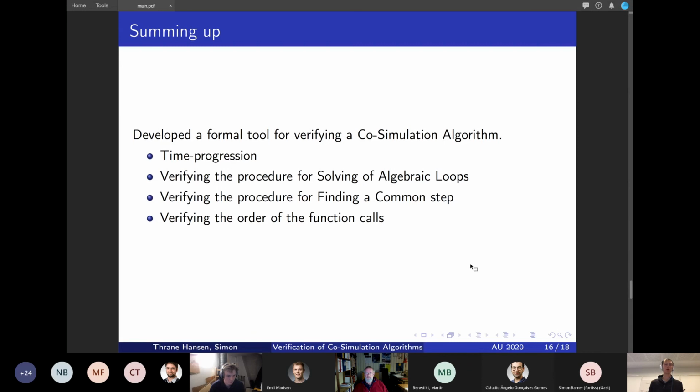Yes, just to sum up, we developed a formal model in UPPAAL for verifying co-simulation algorithms, and we have been able to show time progression and verify the procedure for solving and stabilizing algebraic loops, and the procedure for finding a common step size, and essentially we verified the order of the function calls.